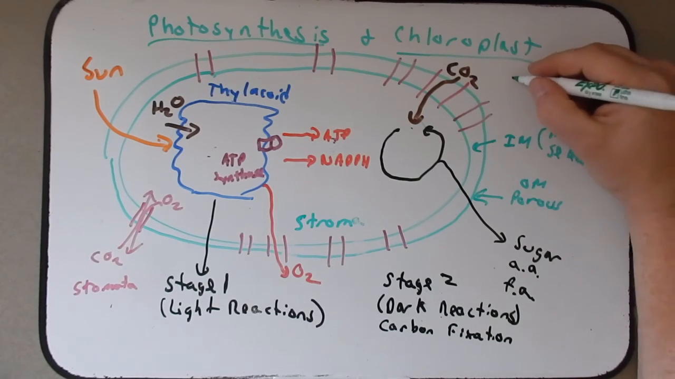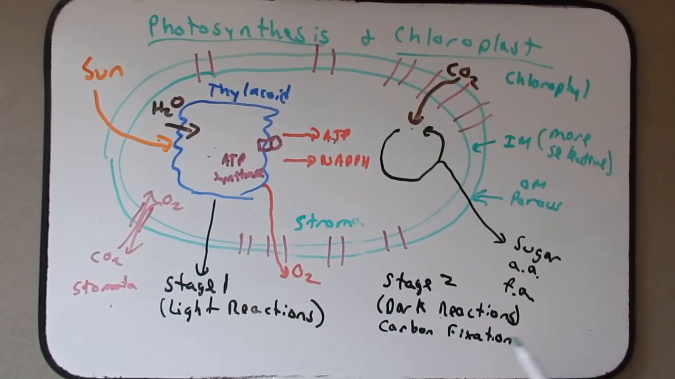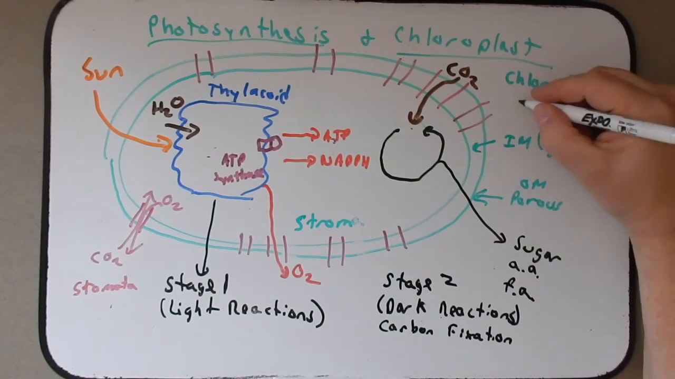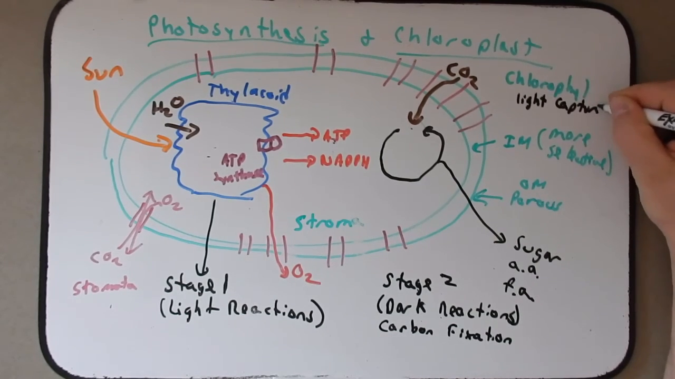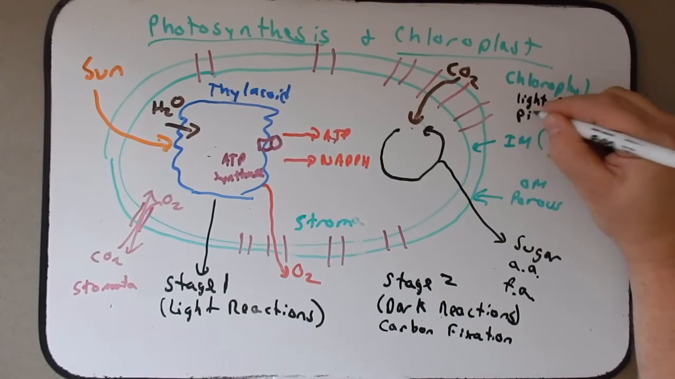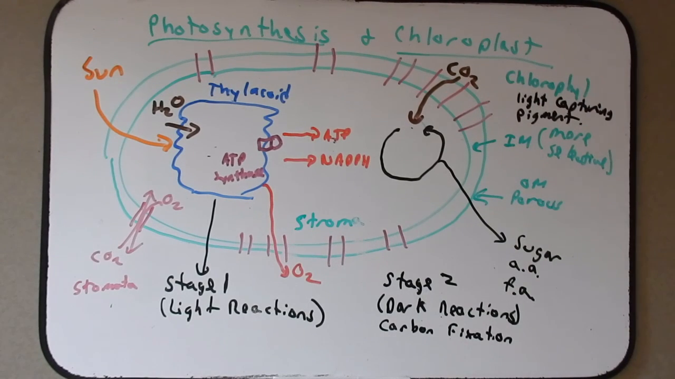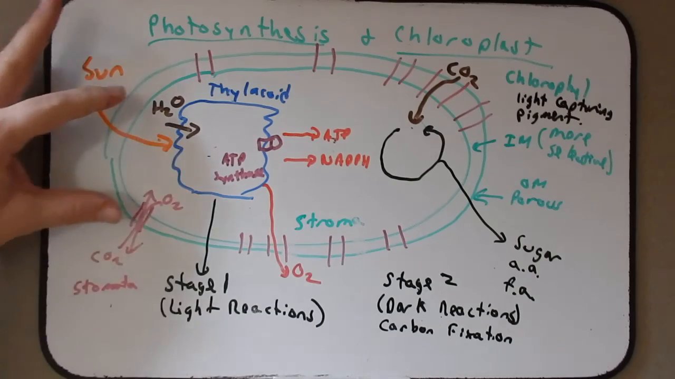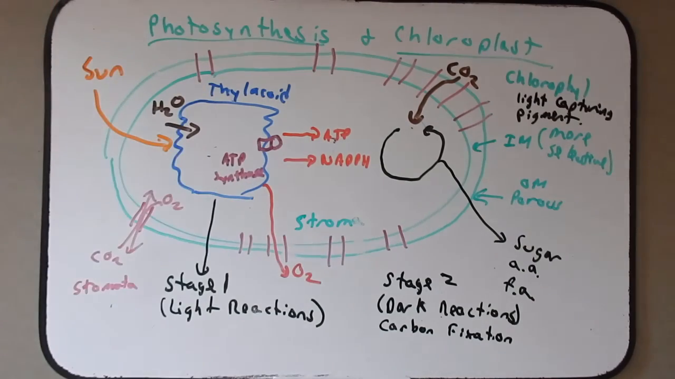And the last thing I didn't mention that is really important to talk about, and that is chlorophyll. Chlorophyll is found within the chloroplast. This is what makes the plants appear green. Chlorophyll is a light capturing pigment. And we'll talk more about the light capturing pigment when we talk about stage 1 here of photosynthesis.